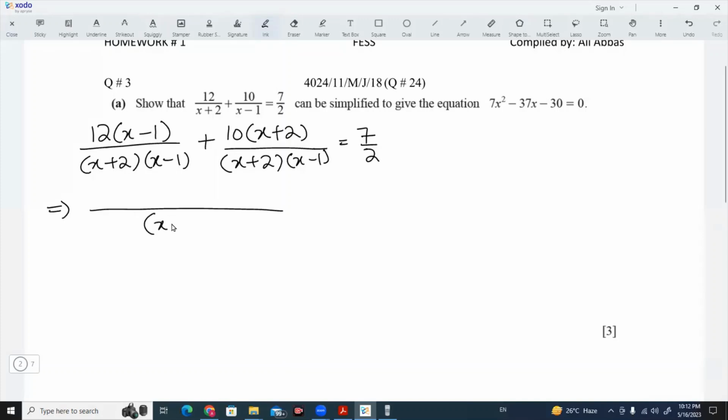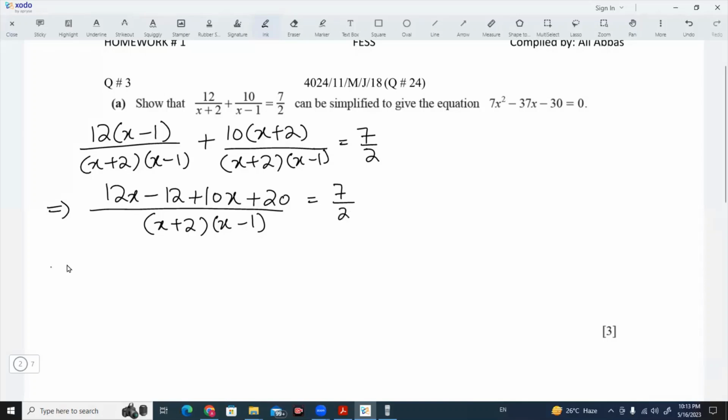One time, that's x plus 2 multiplied by x minus 1. Open the brackets in the numerator. 12 times x is 12x. 12 times minus 1 is minus 12. This plus will be taken with 10. So 10 times x is 10x and plus 10 times 2 is 20 equals to 7 over 2.